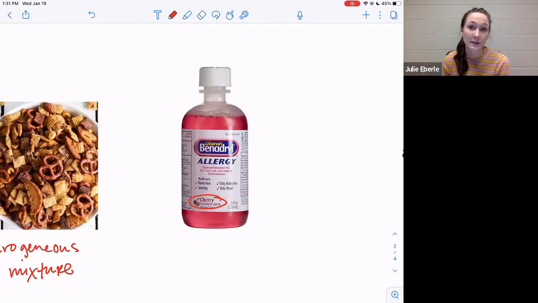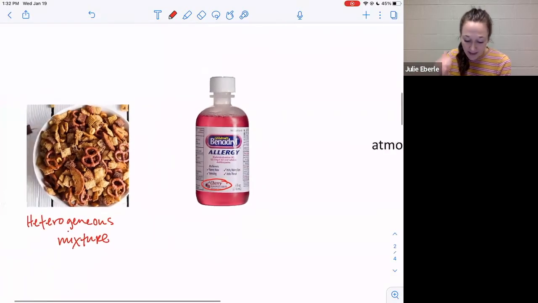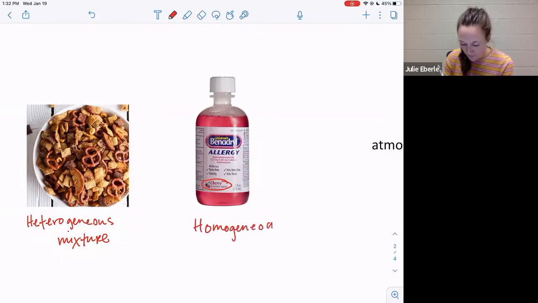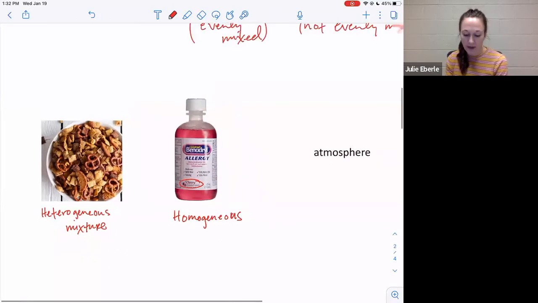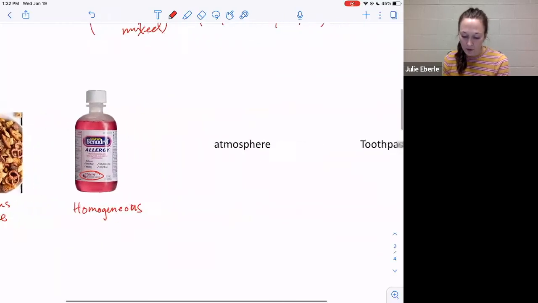So there's lots of different ingredients here. The question is, are they evenly mixed? Are they not? And they should be. You would hope they would be, because every ounce, every milliliter of Benadryl you pour out of this bottle should be the exact same, right? So the answer is yes, they're evenly mixed, and that makes this a homogeneous mixture. Okay. Let's go over to, now I have some words.